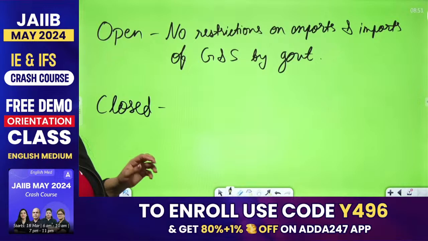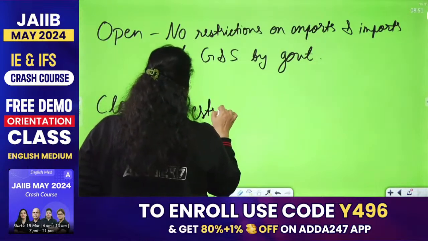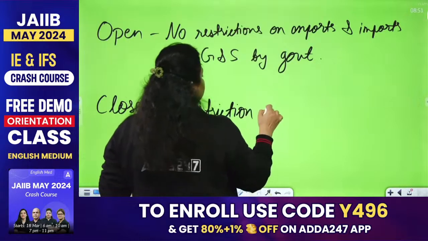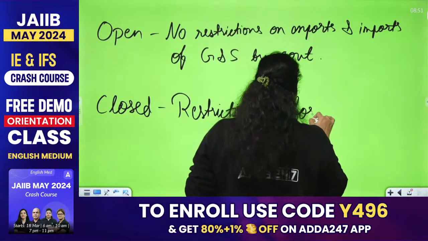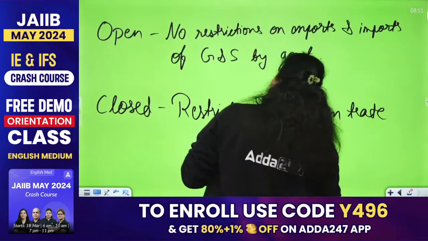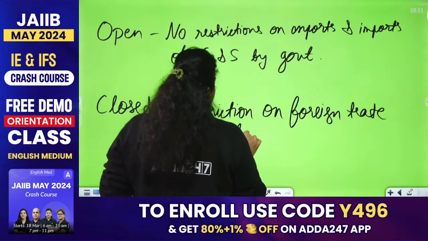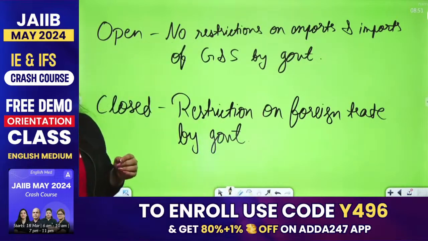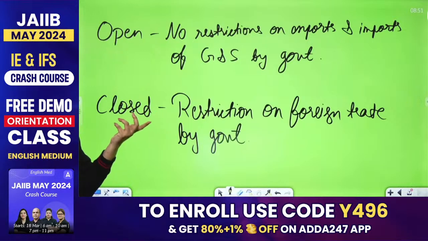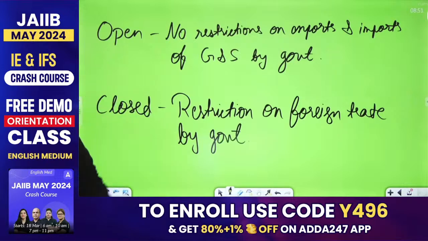That is known as what? Open economy, where there are no restrictions on the export and import of goods and services. A closed economy means the economy where the government has put restrictions on foreign trade. Foreign trade simply means export import; you can call it export import or foreign trade, both are the same. So the economy where you cannot perform export import of goods and services is a closed economy. Where you can perform it, that's an open economy.